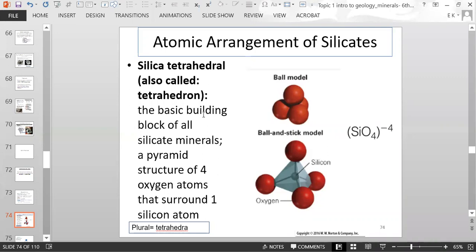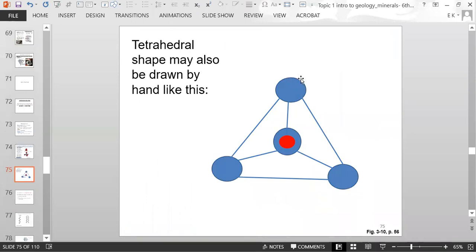So this is the basic building block of all silicate minerals. Now, when it's plural, we call it a tetrahedra. So there are all these different words involved: tetrahedral, tetrahedron, and tetrahedra. Now, the -4 here means that the SiO4 has a -4 charge, actually. So the silica tetrahedral has a -4 charge, which means it's going to be able to bond with other stuff, either molecules or atoms. By the way, the tetrahedral can also be drawn like this. If you're going to draw it by hand, the 4 circles are the oxygens, and the 1 smaller circle in the middle is a silicon atom.